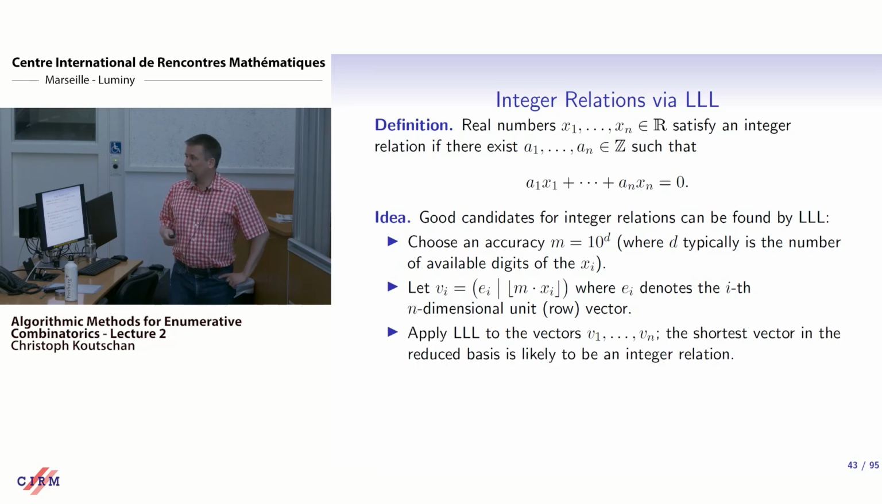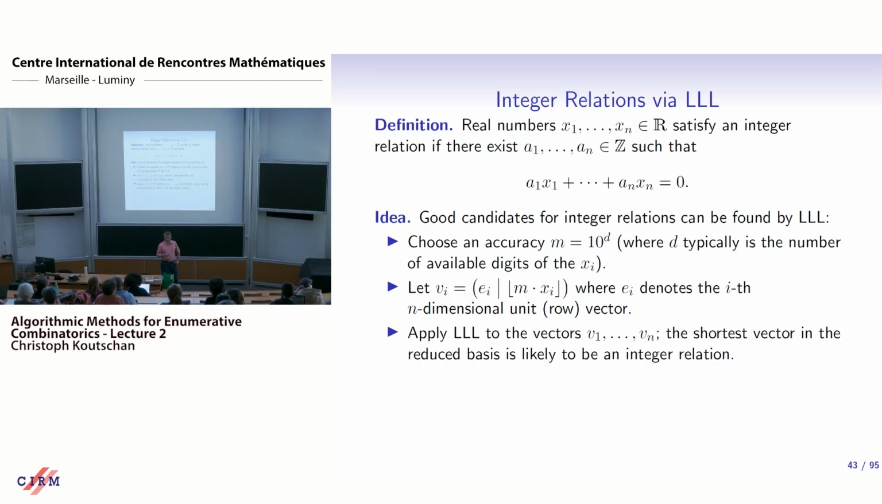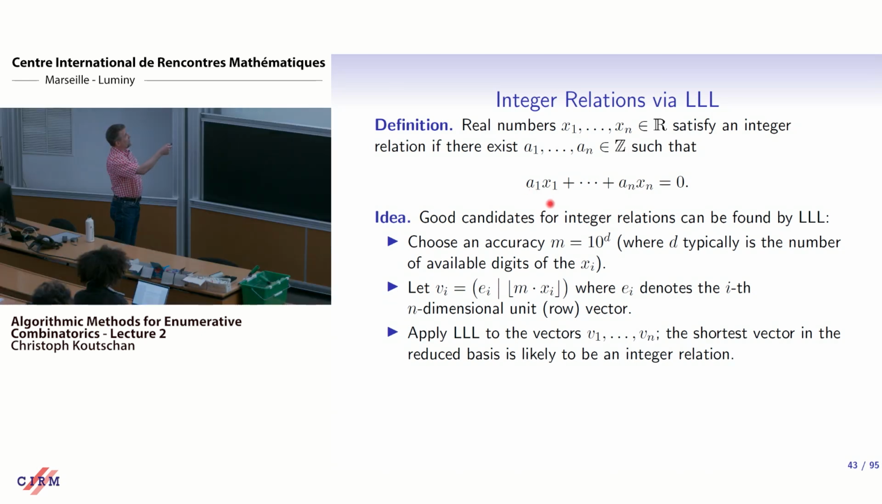And then you apply LLL to this set of vectors. These vectors are very long because they have these entries here that are multiplied by this big number m. And if there exists an integer relation, then this corresponds to an integer combination of these vectors vi with these numbers ai.